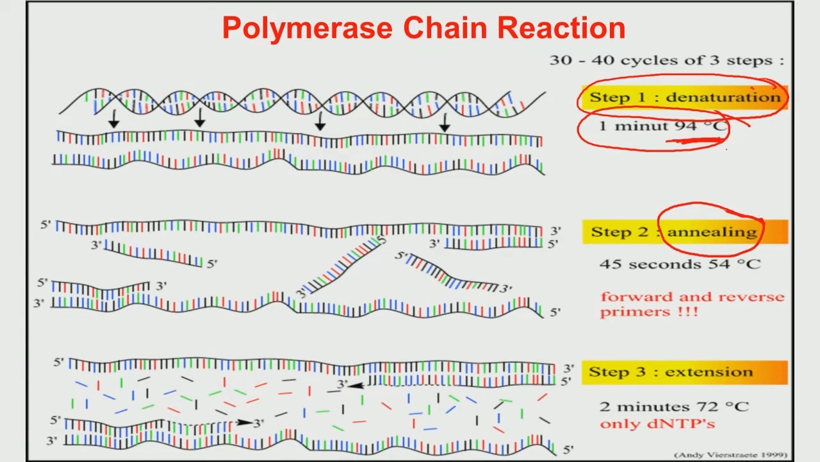The term annealing is used in material science, like heat treatment. Essentially, this heat treatment in biology takes place at a much lower temperature, like 54 degrees Celsius, and a very short time period, like 45 seconds, less than a minute. And then you have extension, which is at 72 degrees Celsius, for 2 minutes.